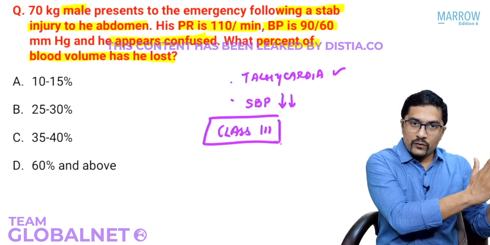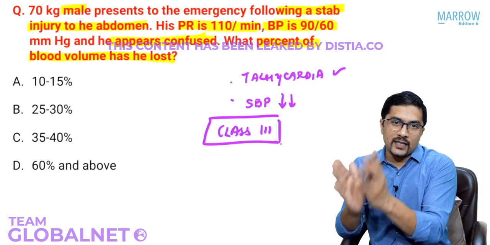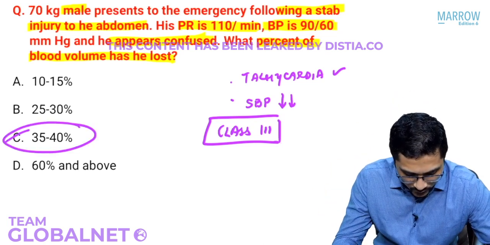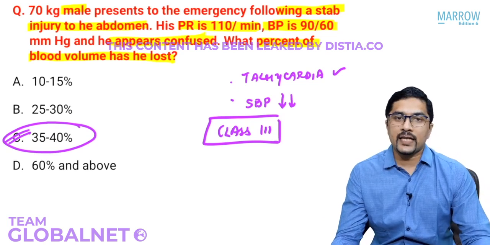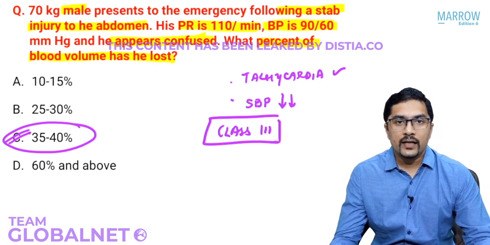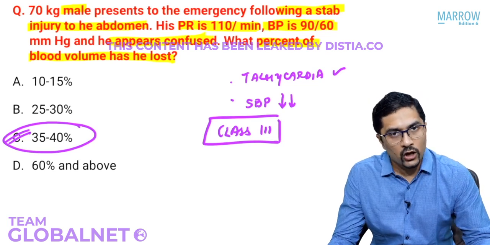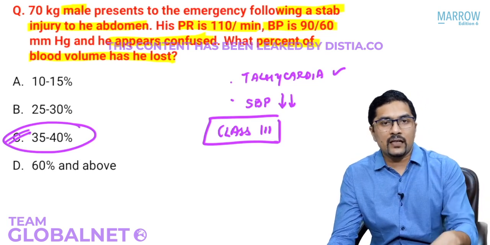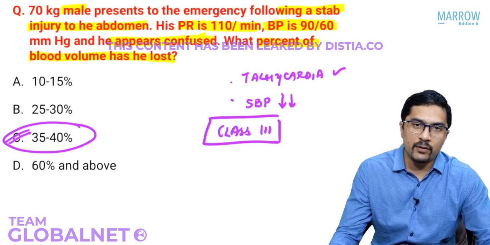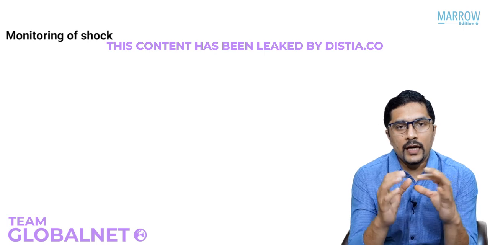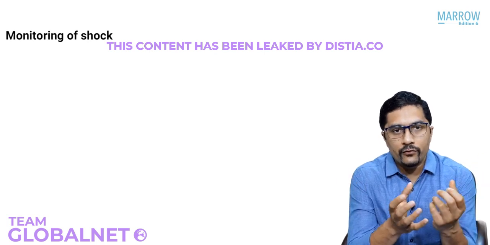Class 1 was 0 to 15, class 2 was 15 to 30, class 3 was 30 to 40%. So 30 to 40% blood loss has been there in this person, and the patient is suffering from class 3 hypovolemic shock. So these are the kind of practical questions which can be asked from the table which we've just discussed. So we've discussed the classes of hypovolemic shock and I've broadly outlined the treatment for you.